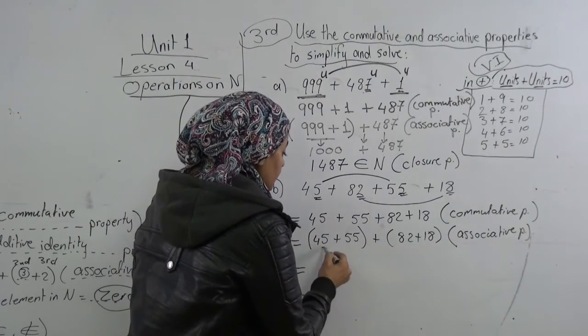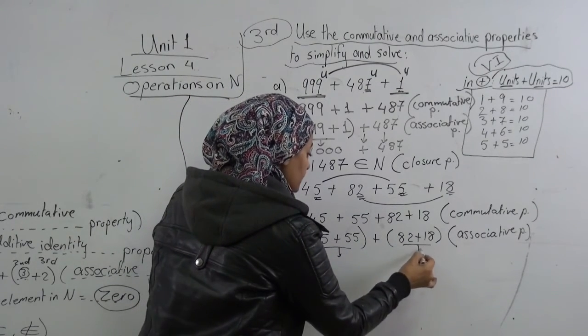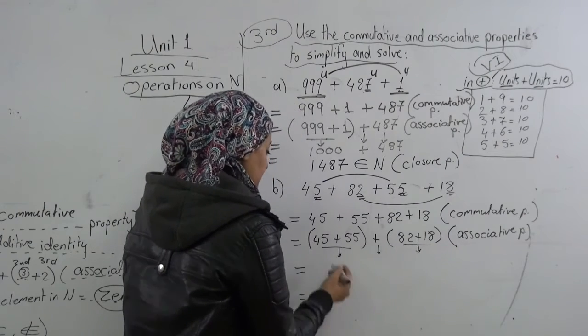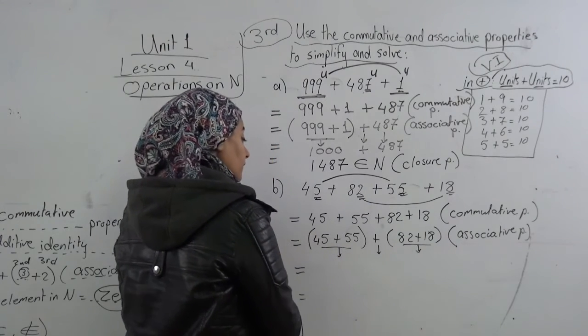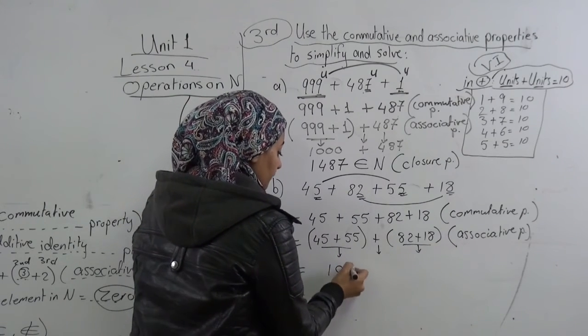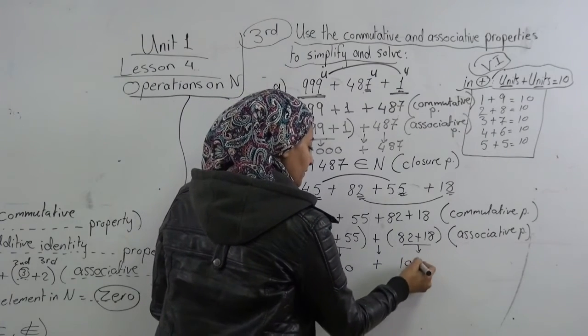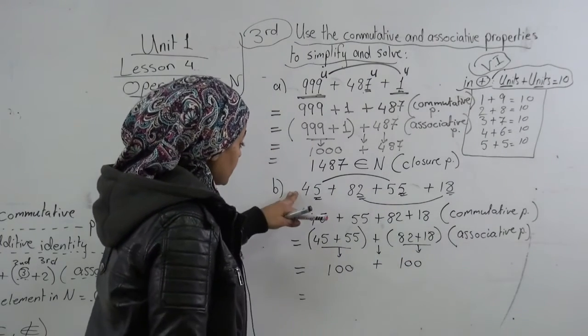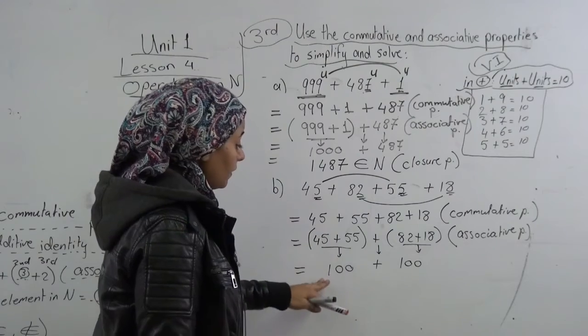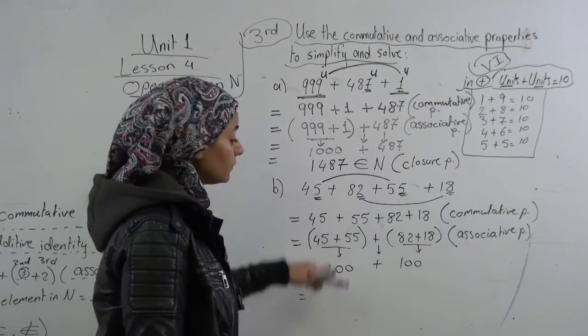The third line, as we said, we are going to solve what's in the brackets, and what's outside will go down as it is. 45 plus 55 on the calculator is 100. Plus goes down. 82 plus 18 is also 100. Look, the problem became 100 plus 100, and they are all equal.